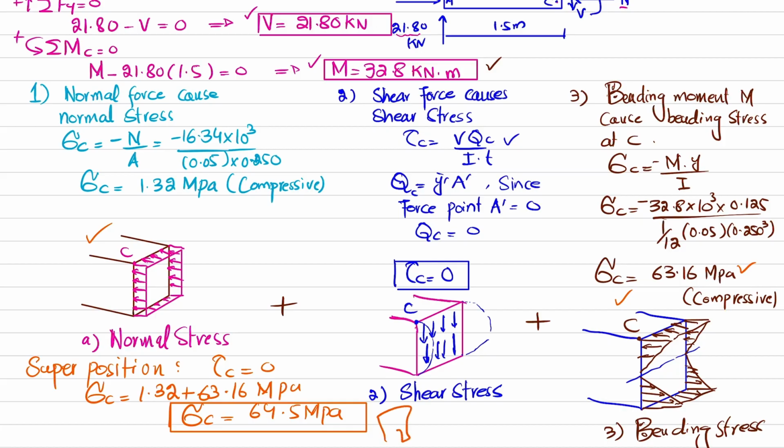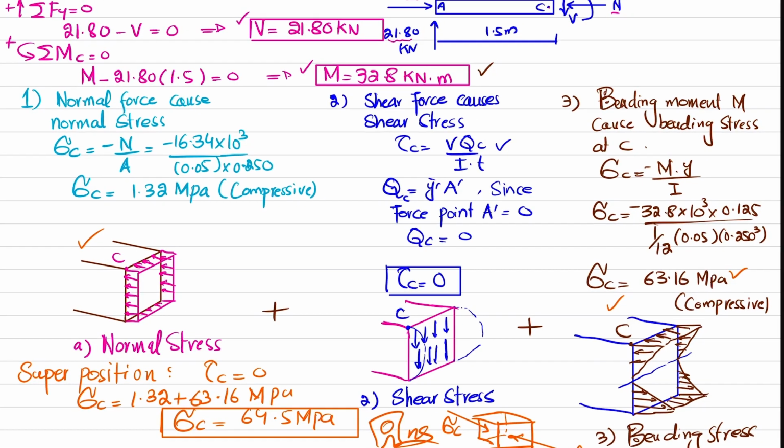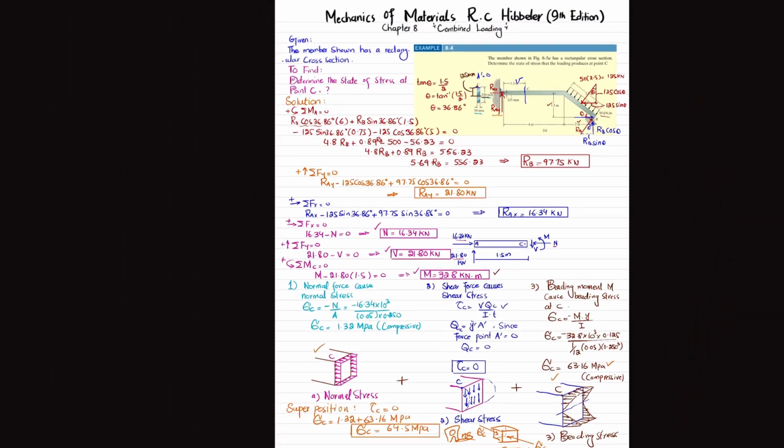So if I want to draw it on the state of element like this, you can see this will be sigma C. This element is taken at point C. There is sigma C as there is no shear stress at point C. So the state of stress at point C will be represented like this. And this was all about this example 8.4.